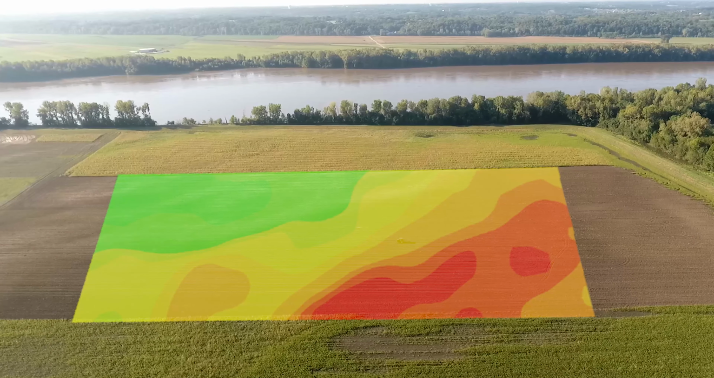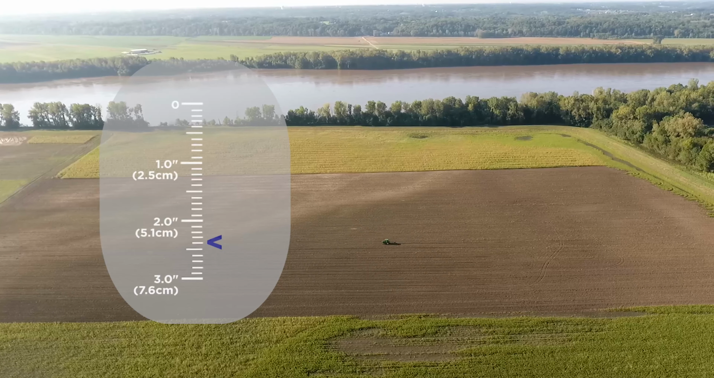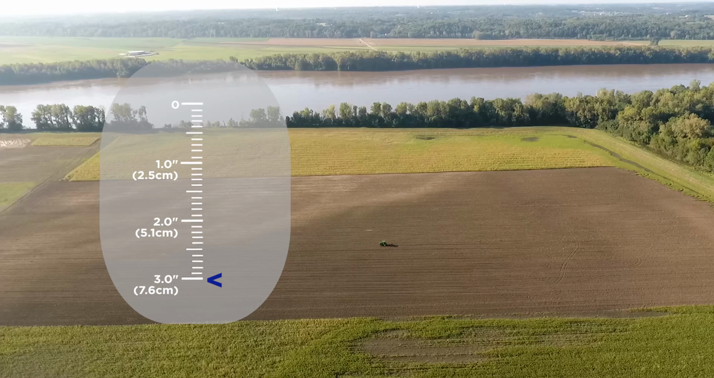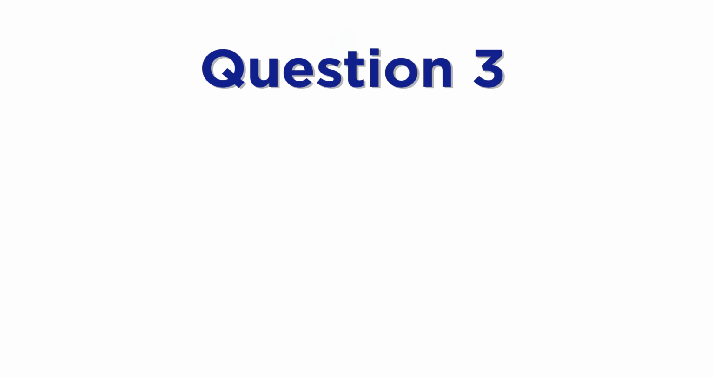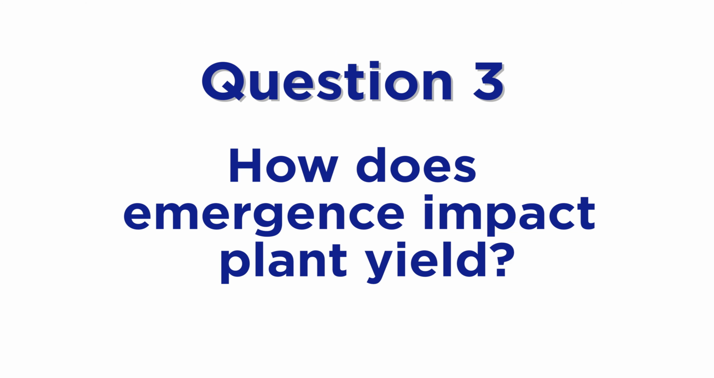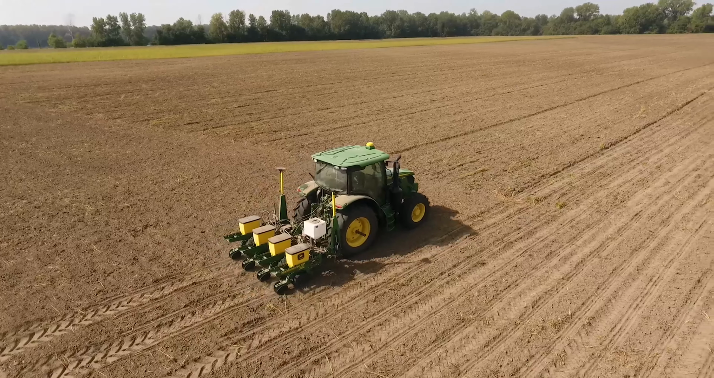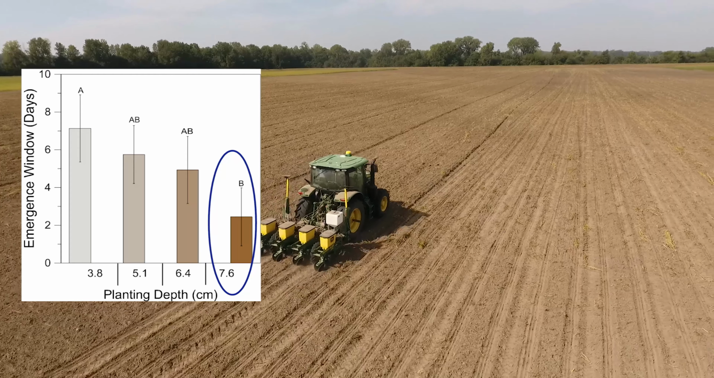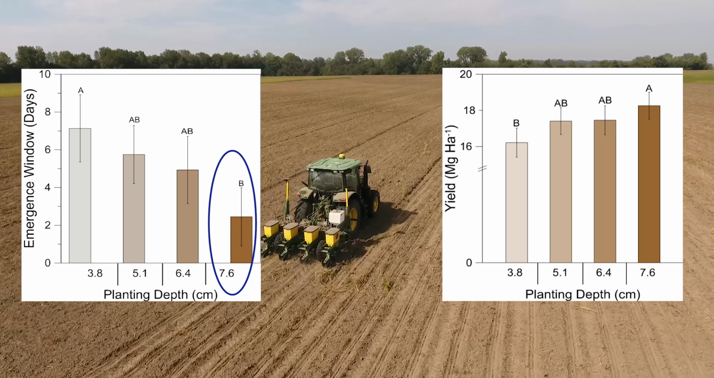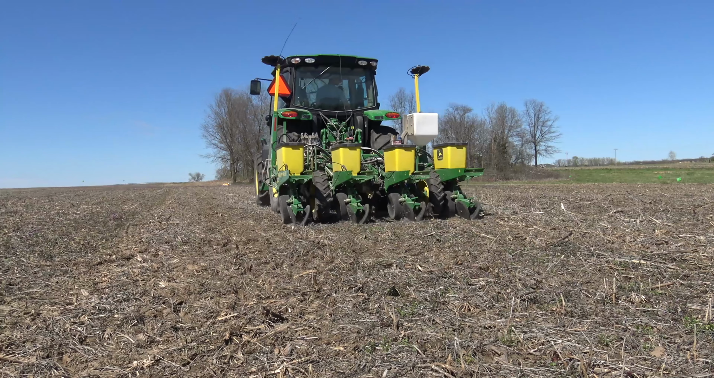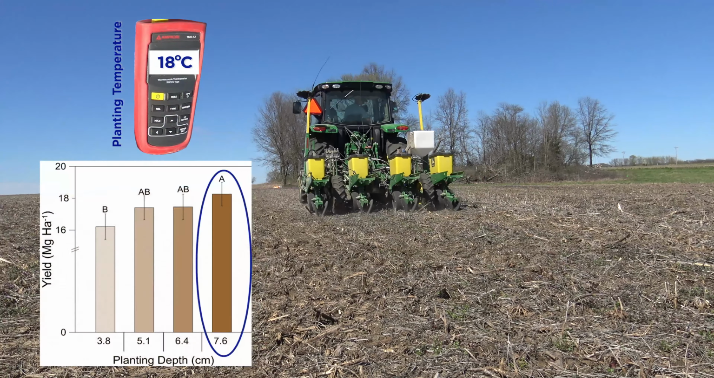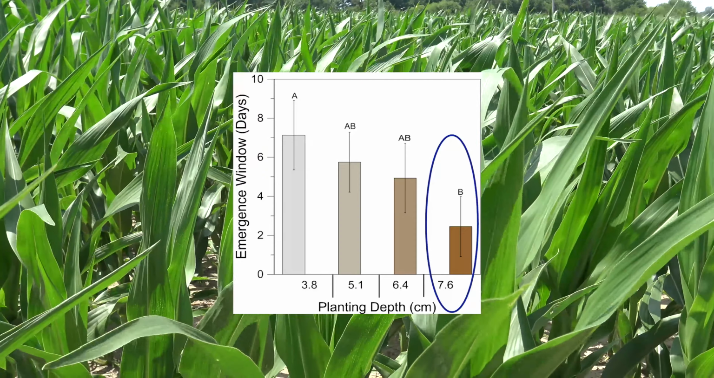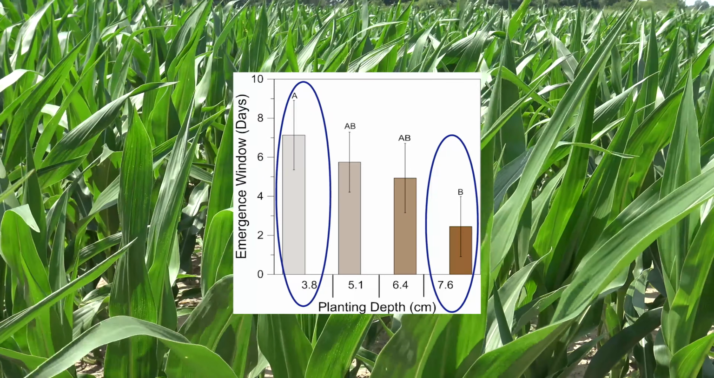In fields with variable soil texture, it is advantageous to plant deeper if current and forecasted conditions are warm and dry. The third question we are trying to answer is, how does emergence impact plant yield? Results suggest that in certain years, corn planted deeper in fine textured soils have improved emergence uniformity, which can lead to improved yield. In moderate to warm temperature years, planting deep did not negatively affect yield and helped achieve greater uniformity as compared to the shallow planted seed.